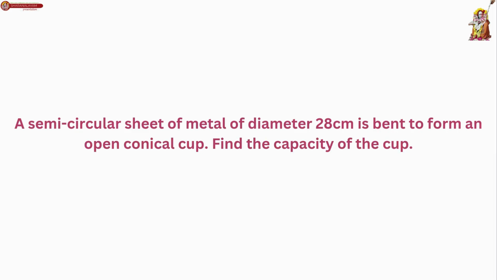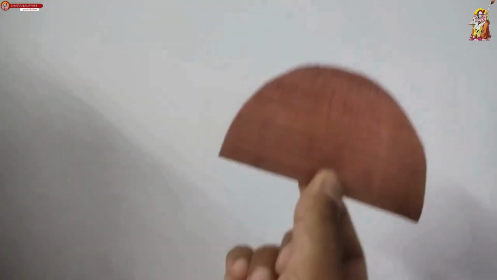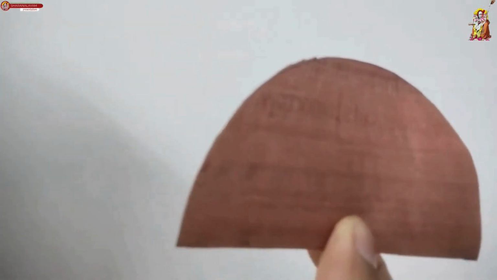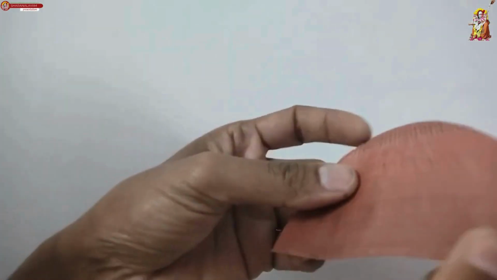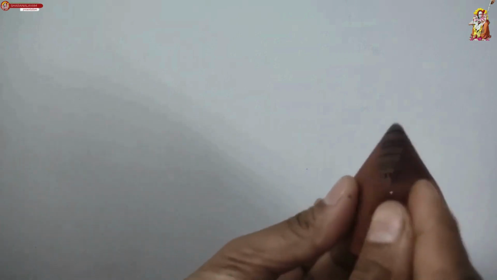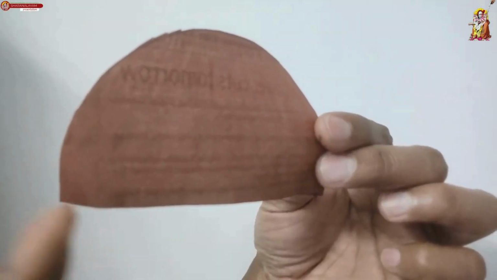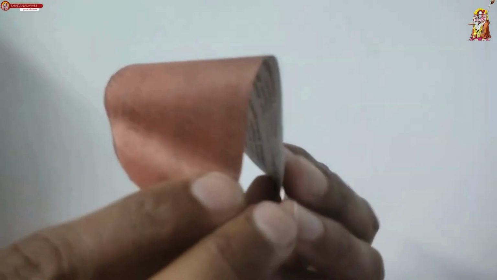Next question. A semicircular sheet of metal of diameter 28 centimeters is bent to form an open conical cup. Find the capacity of the cup. Now the question says that a semicircular sheet is bent to form an open conical cup. Let's see. Suppose this is the semicircular sheet, okay? Now how do we form a cone out of it? See how we form a cone? So this diameter is getting folded like this and forming a cone, correct?